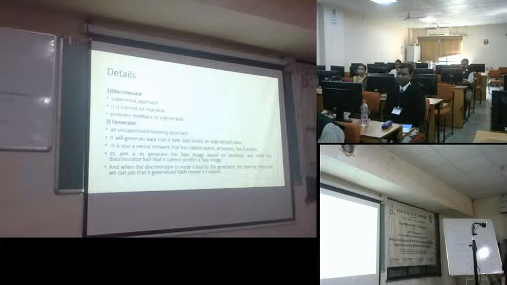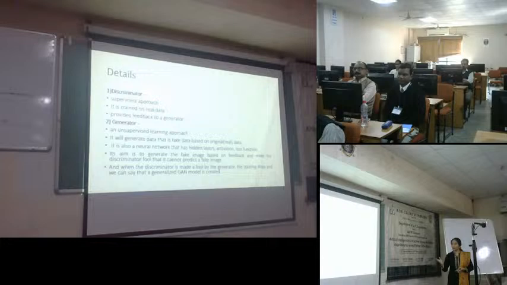Generator is an unsupervised learning approach. It will generate fake data based on the original data. It is also a neural network that has a hidden layer, some activation functions, right? Its aim is to generate fake images based on the feedback provided by the discriminator. Again, it has to train itself. And the model will succeed when your discriminator is not able to identify which one is the fake. Same story.